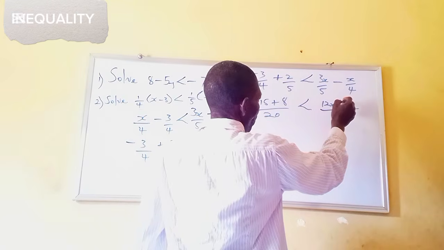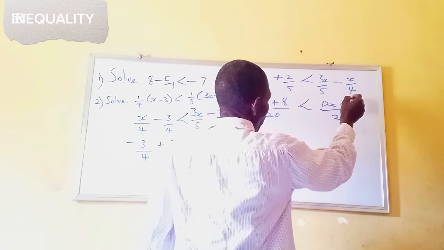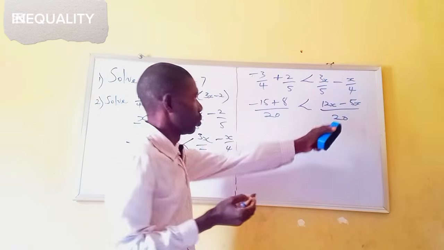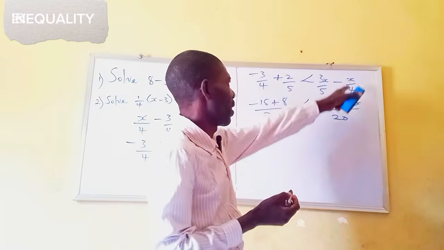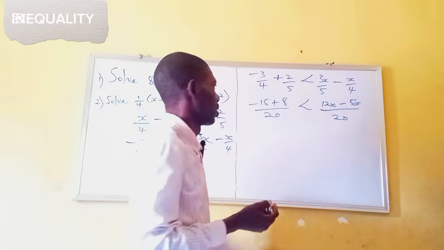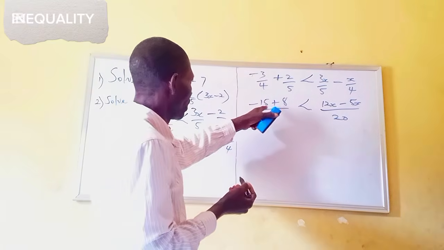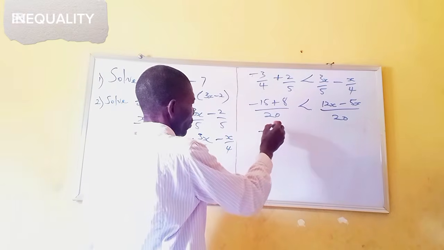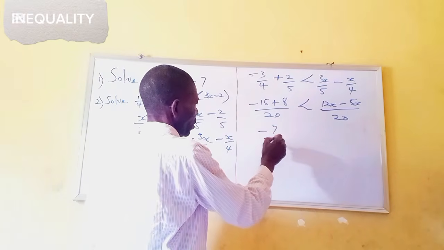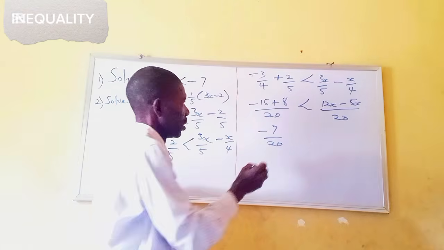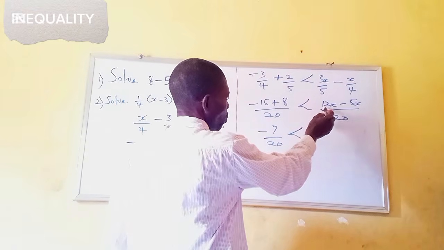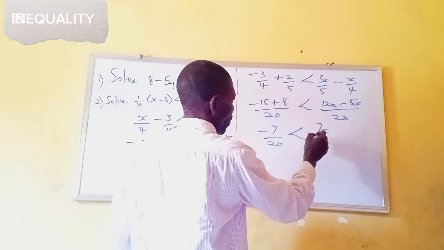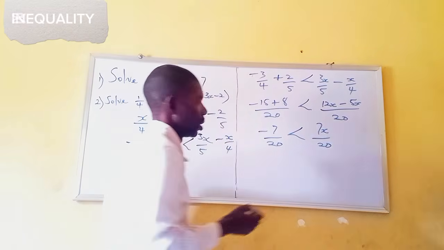you have 12x minus 5x, and for the 5x, that is 20 divided by 4, that is 5. 5 times x, that is 5x. Okay, so minus 15 plus 8, that will give us minus 7, minus 7 over 20. Hope you are following. Then less than 12x minus 5x, that is 7x over 20. Okay, hope you are following.